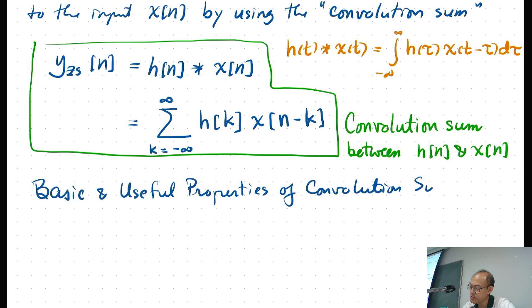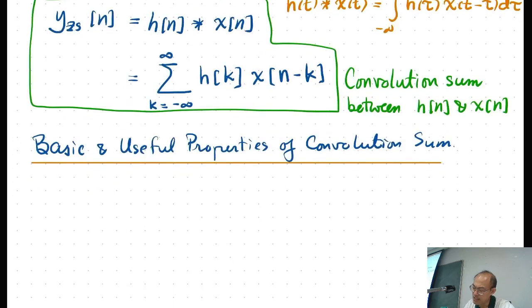Oh, by the way, do you know what it is when I say zero state response? Zero state response means the output of the system when there are no initial conditions at all. Just the response only to the input, but not the initial conditions. Okay, that's what I mean by zero state response. So basic and useful properties of convolution sums.